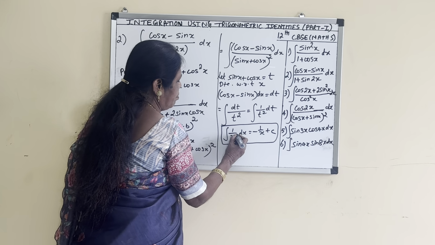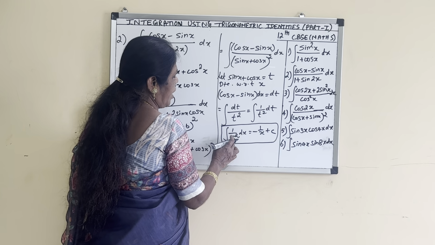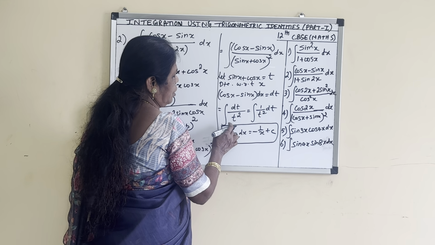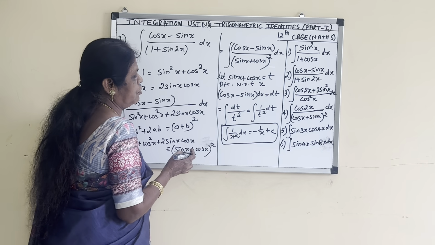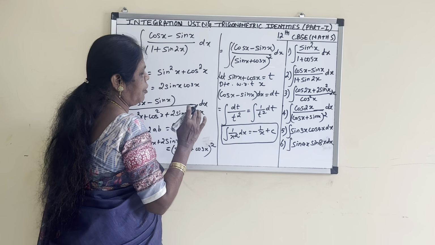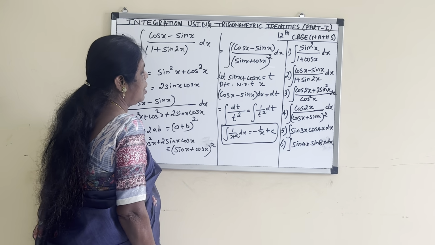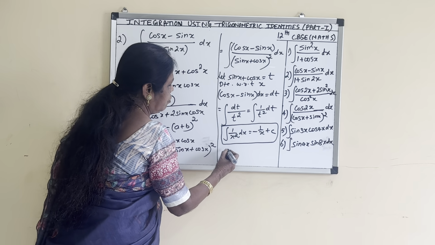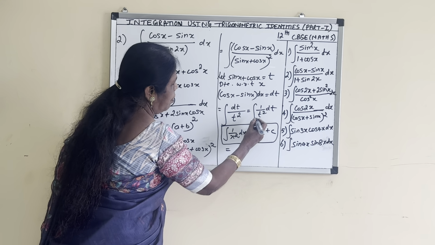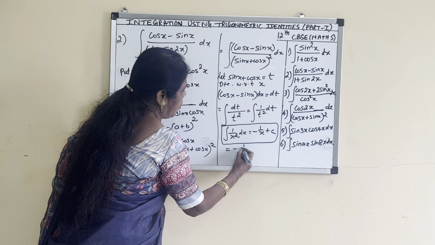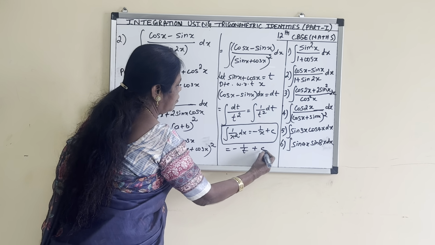Suppose you don't remember the formula, you can take x squared up, so it will become x power minus 2. You can go for the formula integration of x power n dx equals x power n plus 1 by n plus 1. You can do it that way also. It is better to remember the formula directly. So, integration of 1 by t squared is minus 1 by t plus c.